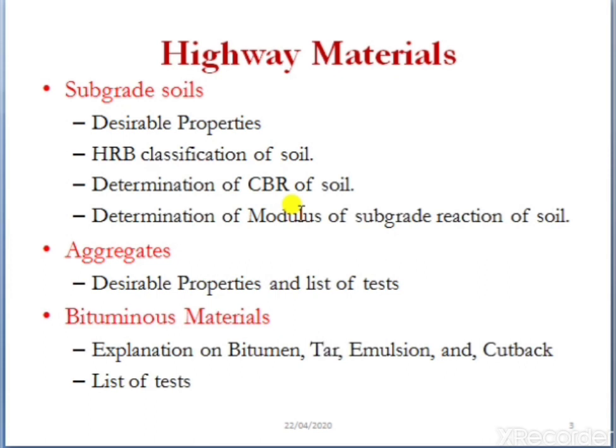of the aggregate. And then after the aggregates there is one more material which is used in the construction of pavement, that is bituminous material. Under this part we are going to study what is bitumen and what is tar, emulsion and cutback bitumen, and what are all the different tests that are conducted for these bituminous materials.